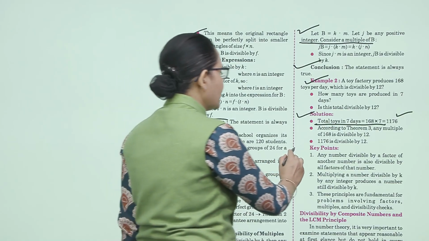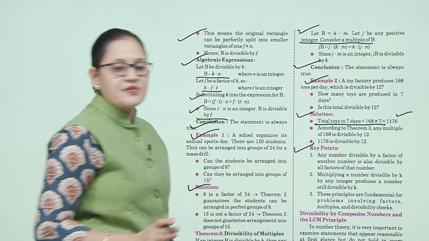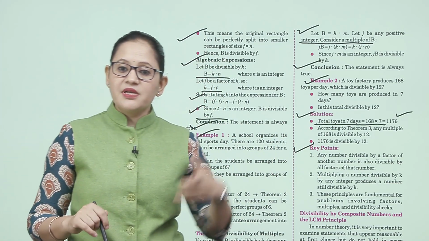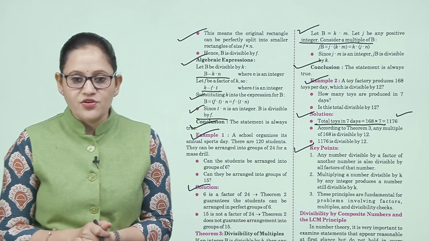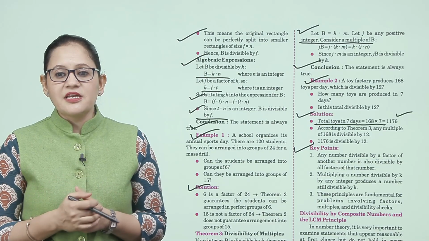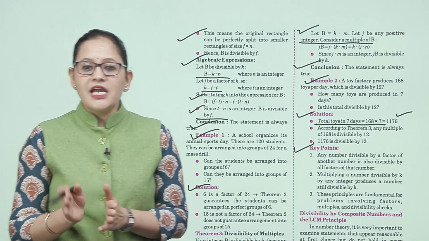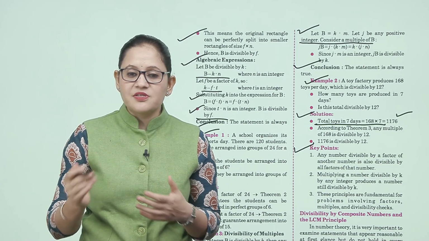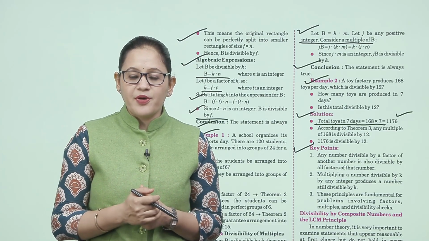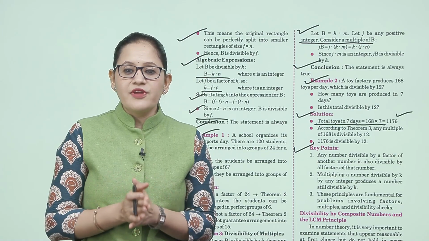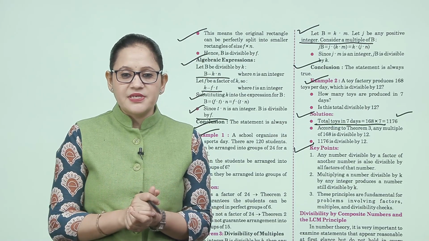Now, key points: if any number is divisible by another number, it is also divisible by all factors of that number. Multiplying a number divisible by k by any integer produces a number divisible by k. These principles are fundamental to problems involving factors, multiples and divisibility checks.